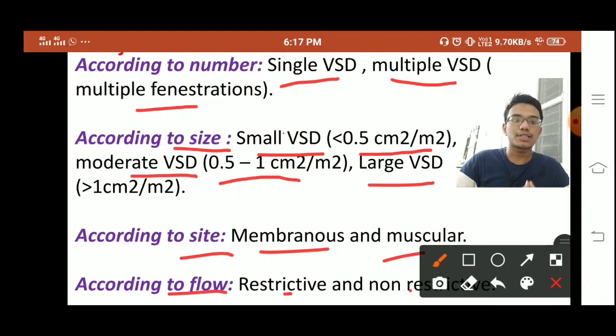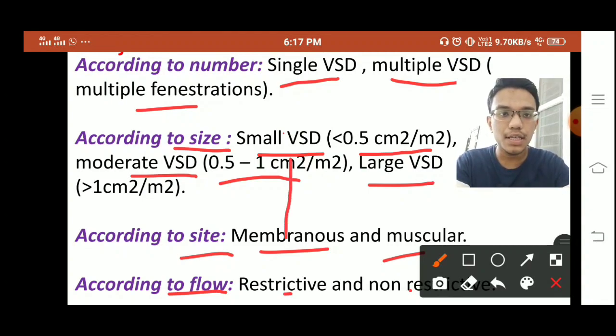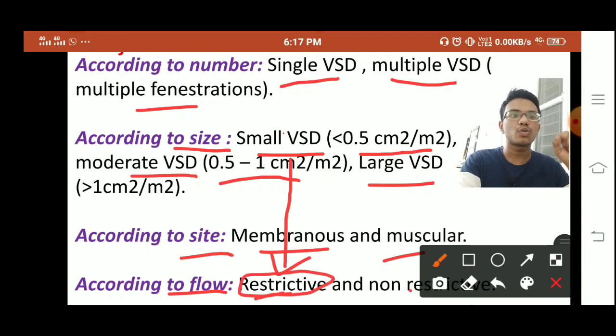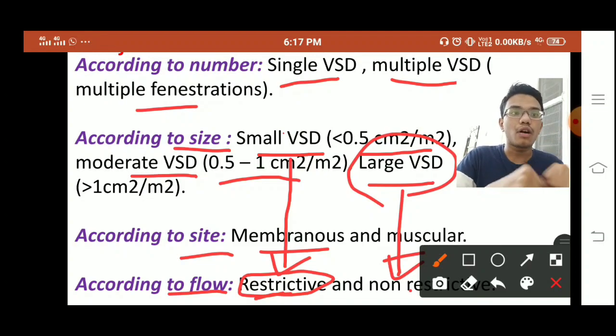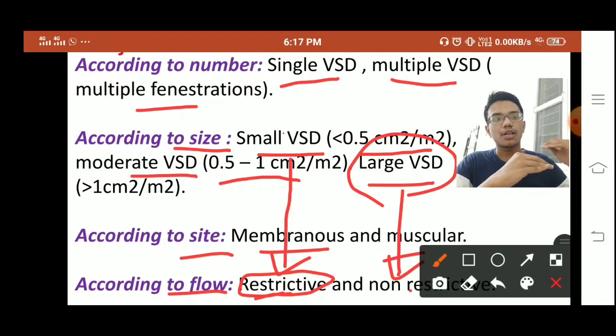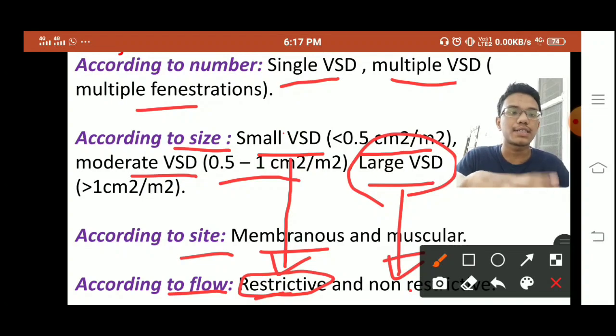As I said before, small VSD is also called restrictive type. In small VSD, the shunt is so small that the blood flow through the shunt is insignificant, so it's called restrictive VSD. Whereas large VSD is a non-restrictive VSD. Here, the blood flow through the shunt will be large, so it is called non-restrictive VSD. So VSD is divided according to number, site, size, and flow. It's an easy classification. You can read once and remember it easily.